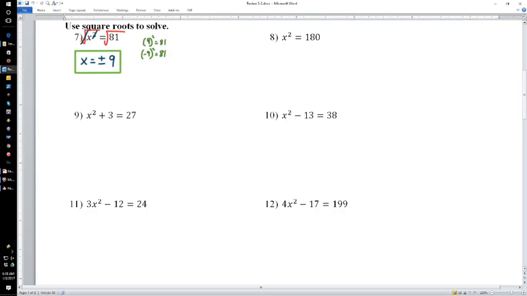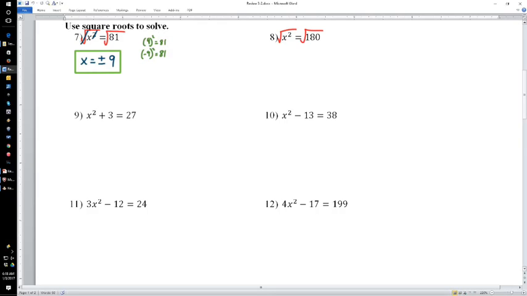All right. Go ahead and pause it. Try number 8 real fast. Remember, you will have to reduce that radical. All right. Now that you're back, number 8, same idea. We're going to square root both sides. So I'll start off. Since the x squared's alone, I'll go ahead and square root both sides.